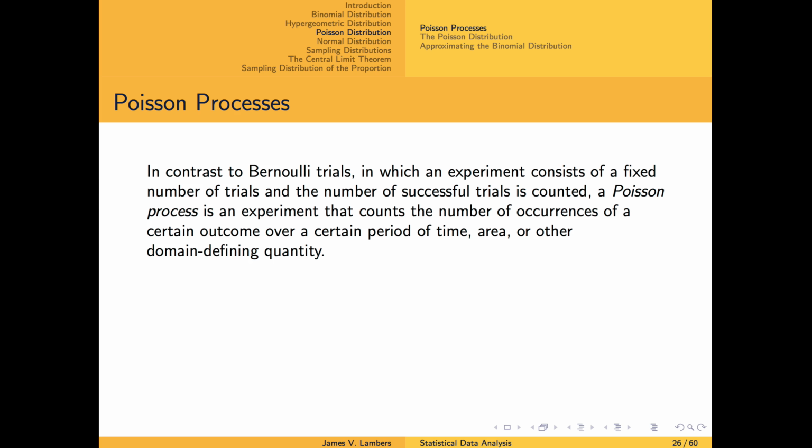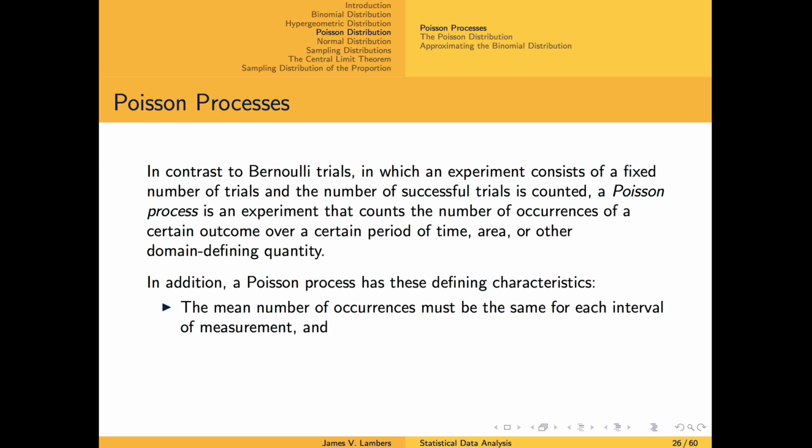This distribution applies to what is called a Poisson process, which is an experiment that counts the number of successes not out of a fixed number of trials, like in the binomial and hypergeometric distributions, but out of some other quantity, such as a period of time or an area, or whatever quantity that serves as an appropriate domain.